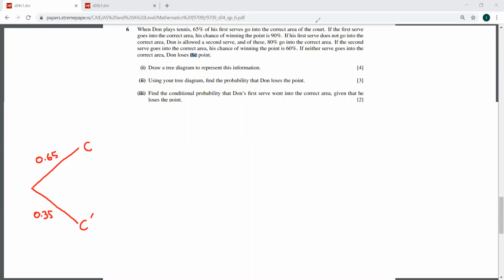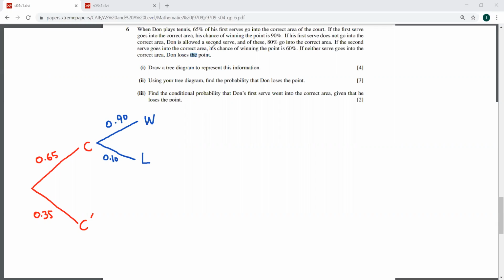If the first serve goes into the correct area, his chance of winning the point is 90%. So here, winning, you will have 0.90. So losing the point would clearly be 0.10.